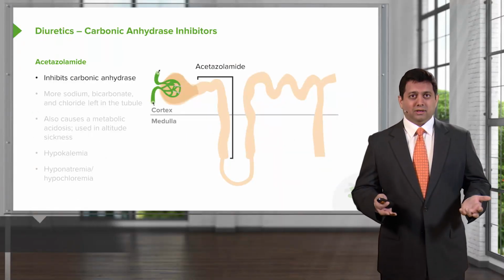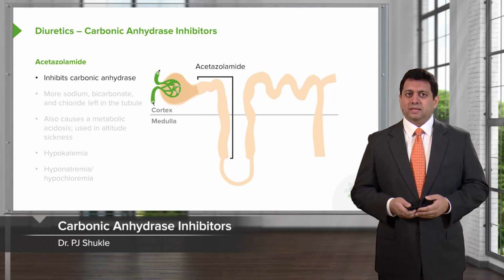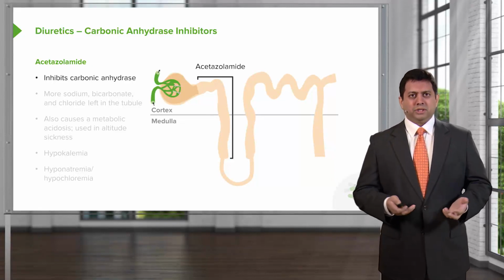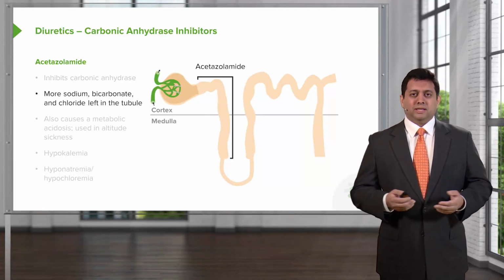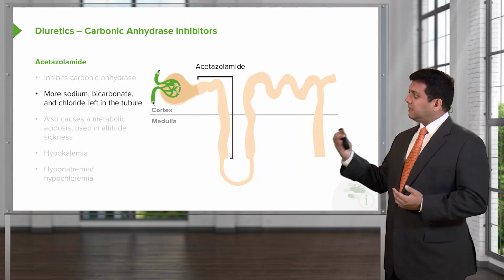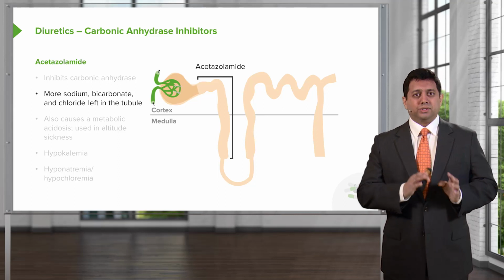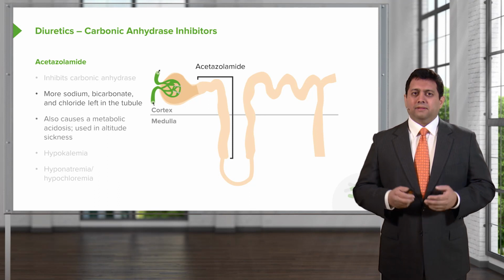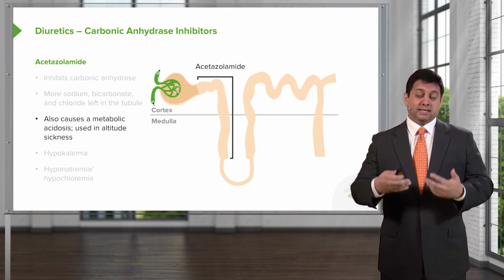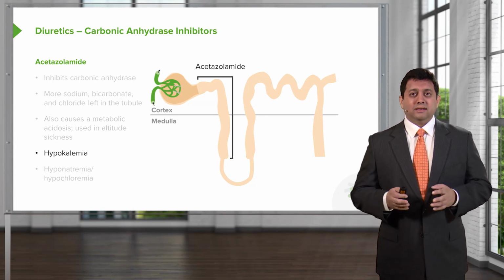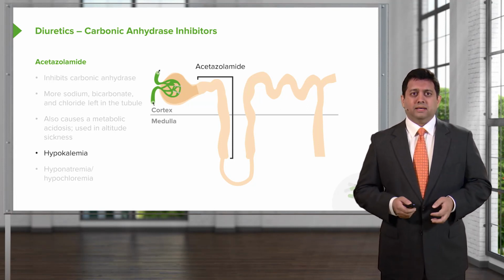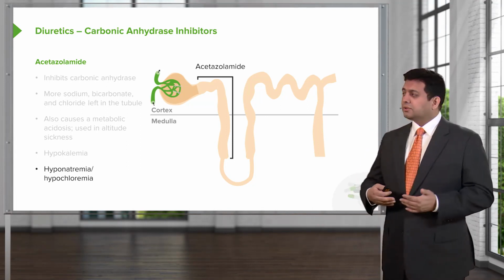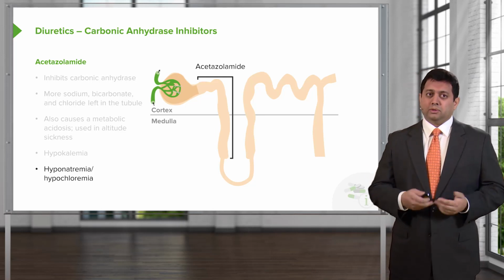The next class of drugs are the carbonic anhydrase inhibitors. The prototypical drug in this drug class is acetazolamide. We don't use it that much in hypertension, but we do use it in other areas. Now, what it does is it inhibits carbonic anhydrase, leaving more sodium, bicarbonate, and chloride in the collecting tubules. Now, this results in a metabolic acidosis, so it is used in altitude sickness. It can cause low potassium or hypokalemia, and it can cause low sodium or hyponatremia. And finally, it can also cause low chloride levels or hypochloridemia.